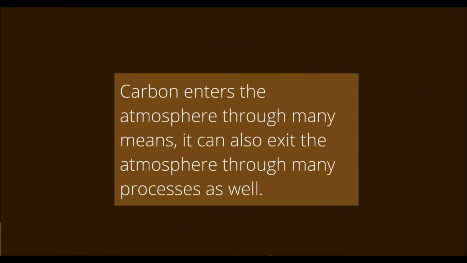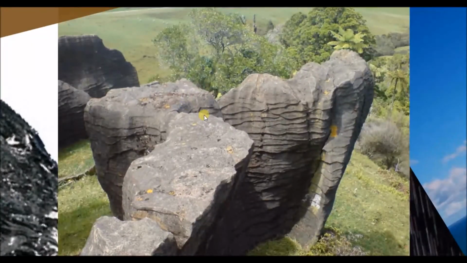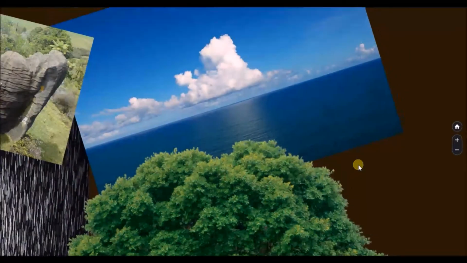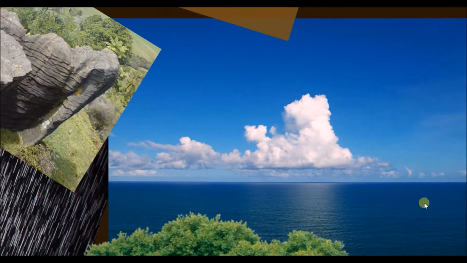Alright, so carbon also exits the atmosphere in certain ways. Now this is actually not underwater, but this is another example of a limestone. Limestone forms at the bottom of large lakes and oceans, where dead and decaying organisms sink to the bottom of the ocean, and then they form this layer of ooze, and then eventually it solidifies into rock once those sedimentary layers get compressed enough over time.